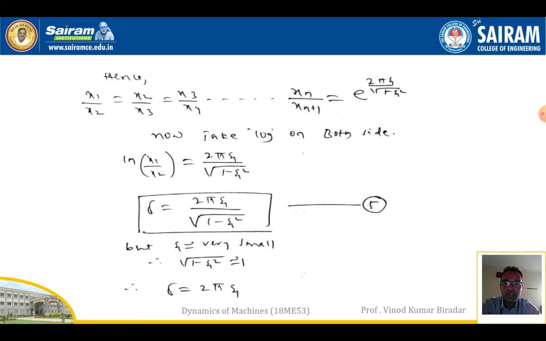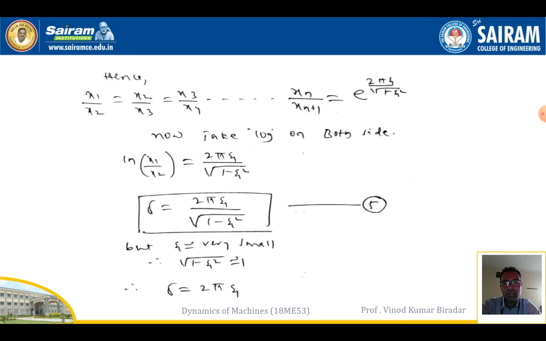But zeta is very small, so the square root of 1 minus zeta square is equal to 1. So substitute in this equation: delta is equal to 2 pi zeta. So equation 5 is also called the logarithmic decrement equation. Sometimes they may ask you to derive up to equation 5, but in the given question they are asking in terms of the number of cycles and the initial amplitude.